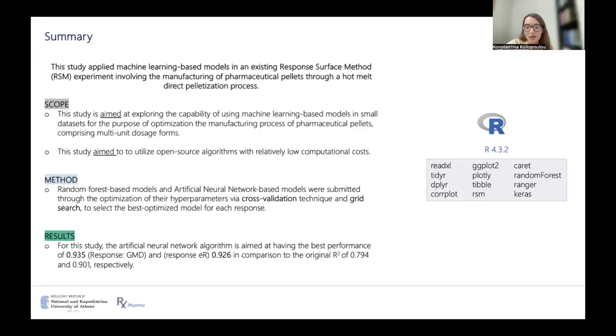For this study, the artificial neural network based algorithm achieved the best performance, approximately 0.94 and 0.93, in comparison to the original R-squared values of 0.79 and 0.9 respectively. The models were developed, analyzed, and visually implemented in R using several packages.